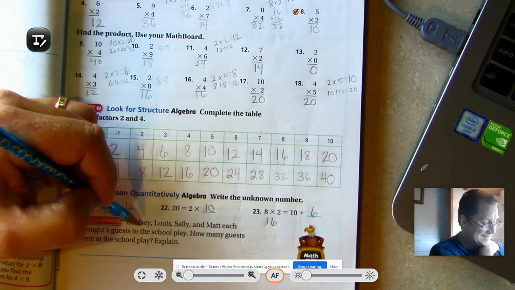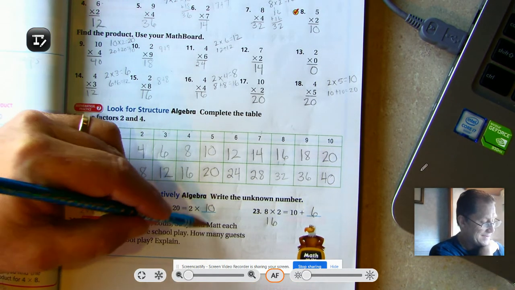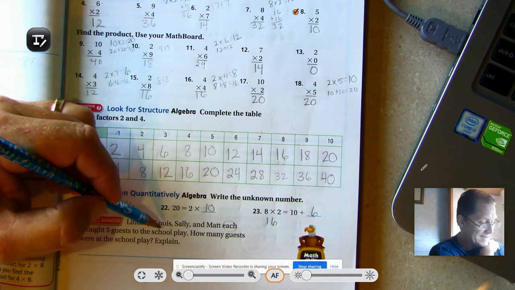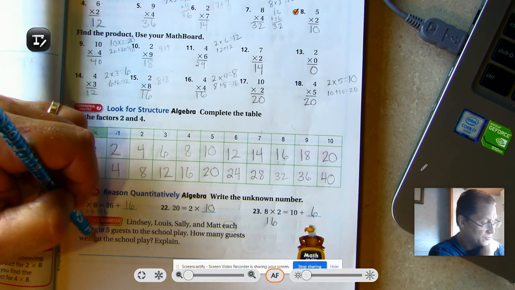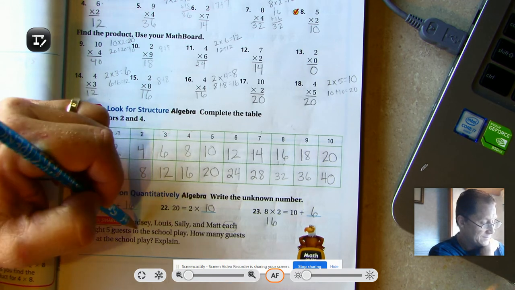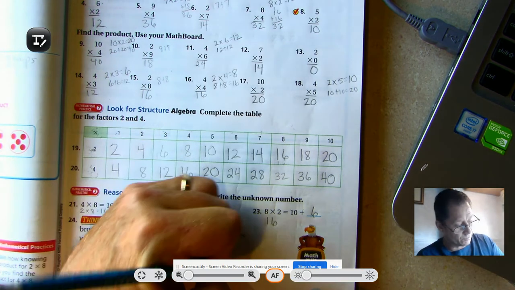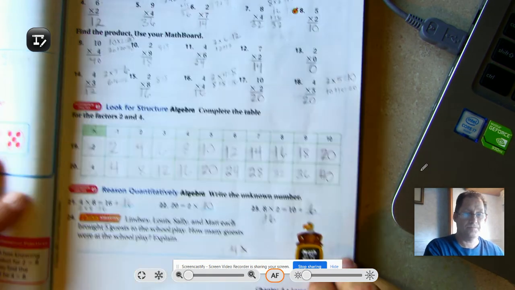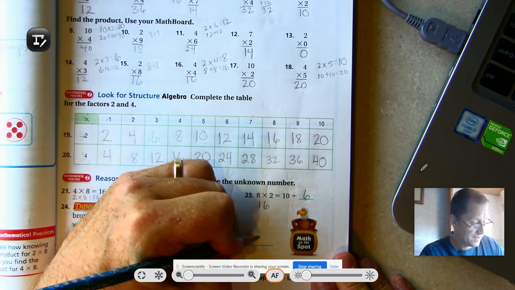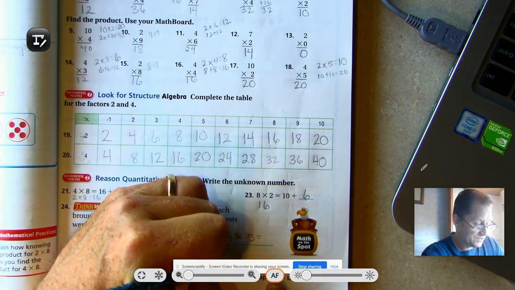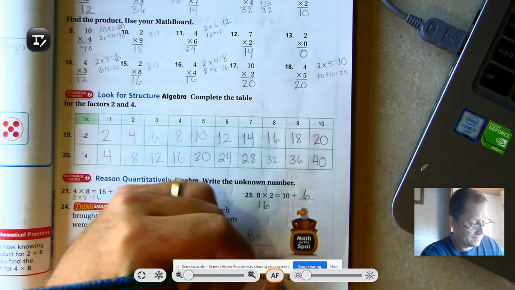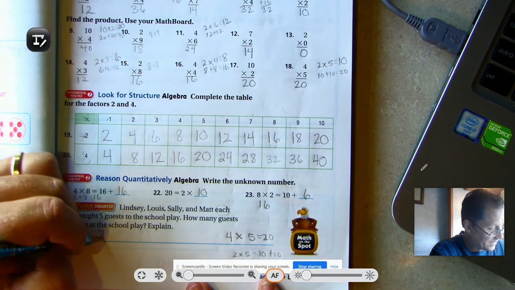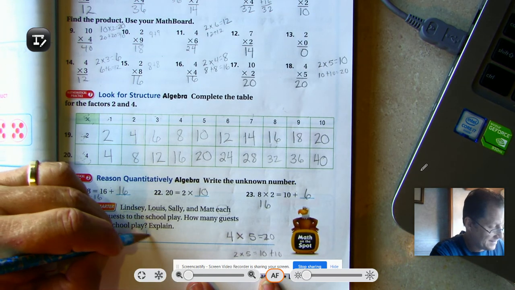All right, Lindsay, Lewis, Sally, and Matt each brought 5 guests to the school play. How many guests were at the school play? 5 guests, 1, 2, 3, 4. So there were 4 students, and they each brought 5 guests. So 4 times 5 is the same as 2 times 5 doubled. So they brought 20 guests.